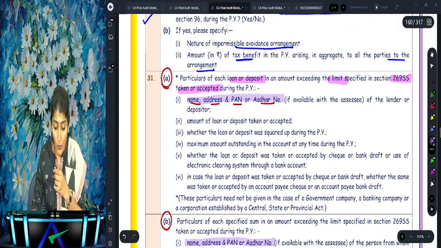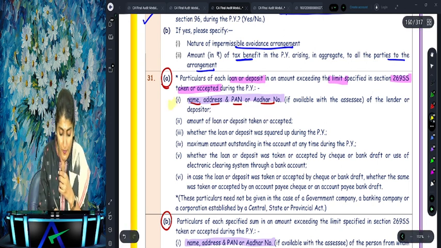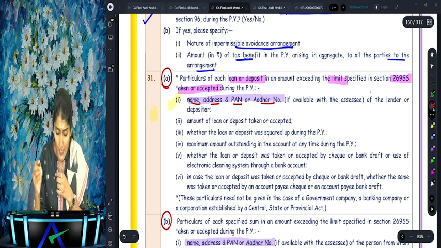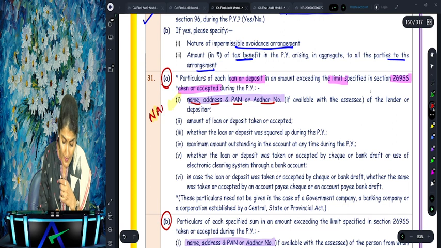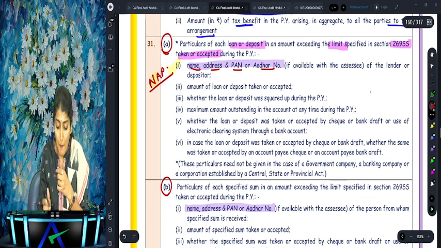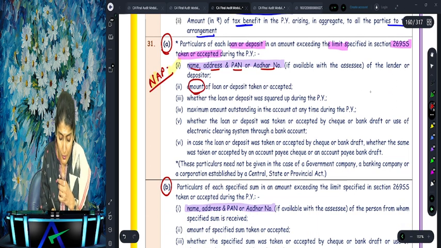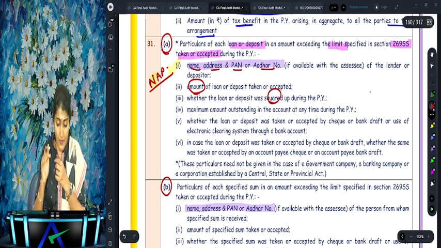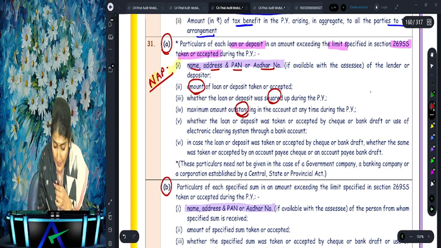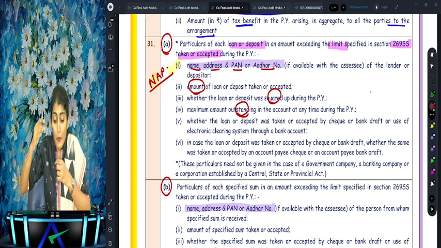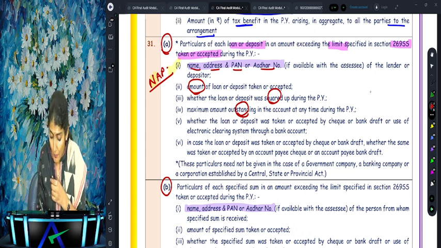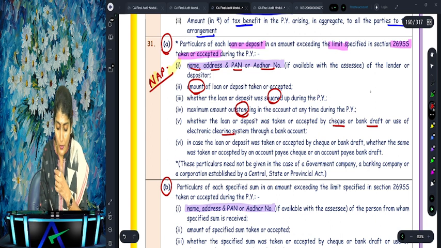What does it say? Loan or deposit taken or accepted of more than 20,000. Then the first thing required is the NAP. What is the NAP? Name, address and the PAN, right? The name, the address and the PAN and the Aadhaar. Then the amount of loan or deposit which has been taken or accepted. Then the amount of loan or deposit which has been squared up during the year. Then the maximum amount outstanding at any point of time during the year. Then whether the loan or deposit was taken by cheque or draft or using the ECS.